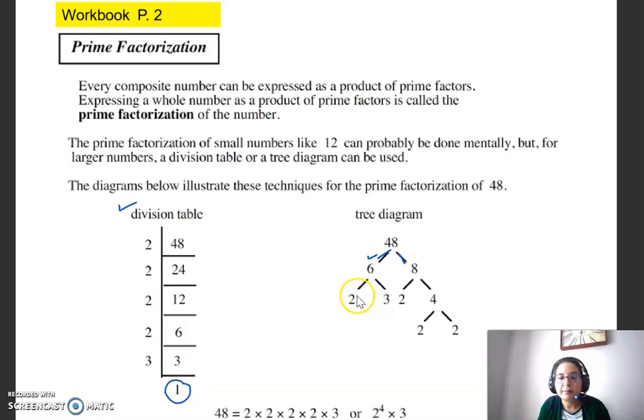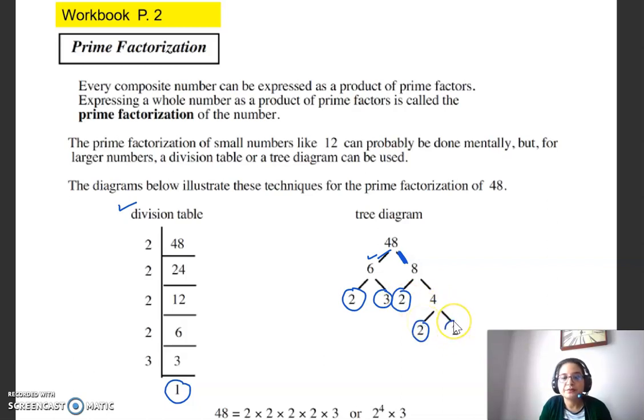Now, anytime you hit a prime number, I suggest you circle that because we know we've got to the end of that tree, kind of like a leaf, right? So both 2 and 3 are prime factors. That means we don't need to go any further. So you're done with this branch. Then you move your attention to the other side of the branch. So 8 can be broken down as 2 and 4. Once again, 2 is a prime factor. And then 4 can be further broken down into another 2 and 2.